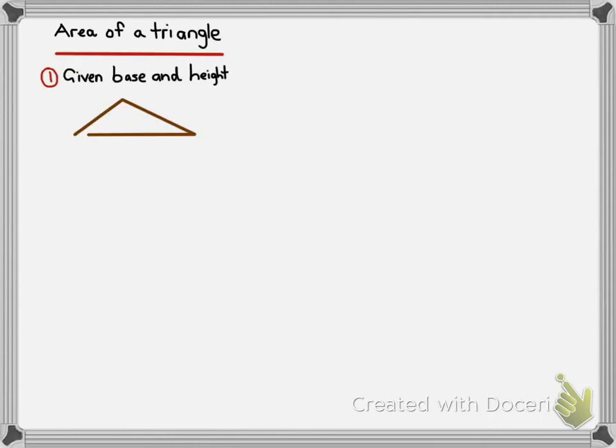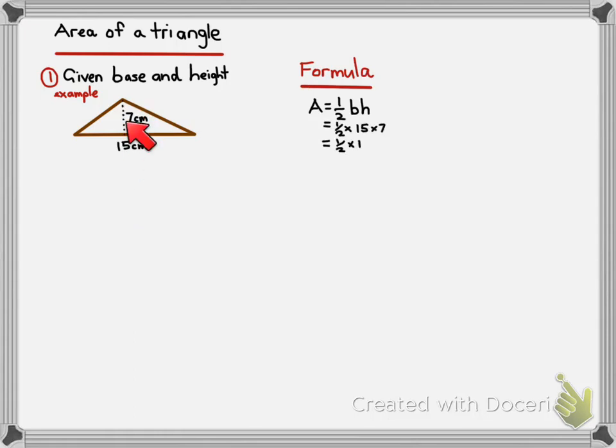In this lesson we're going to look at finding the area of a triangle. Up until now we've only had one formula to find the area of a triangle, and that's when we've been given the base and the height. So in this example we can see that the base is 15 and the height, or perpendicular height, that means it's at right angles to the base, is 7. So a half of 15 times 7 gives us 52.5 square centimetres.